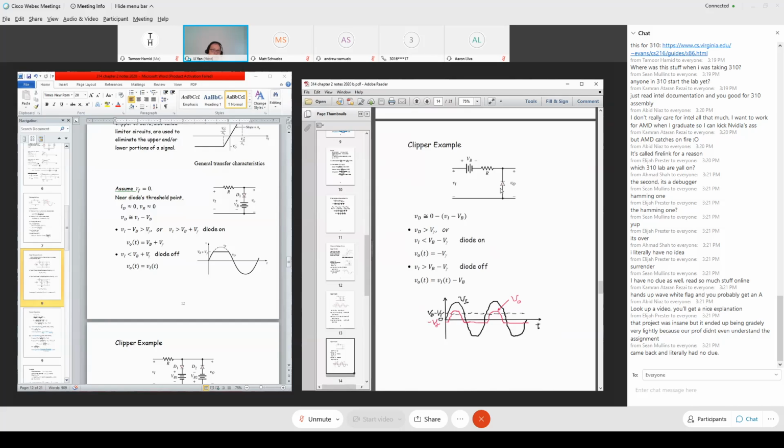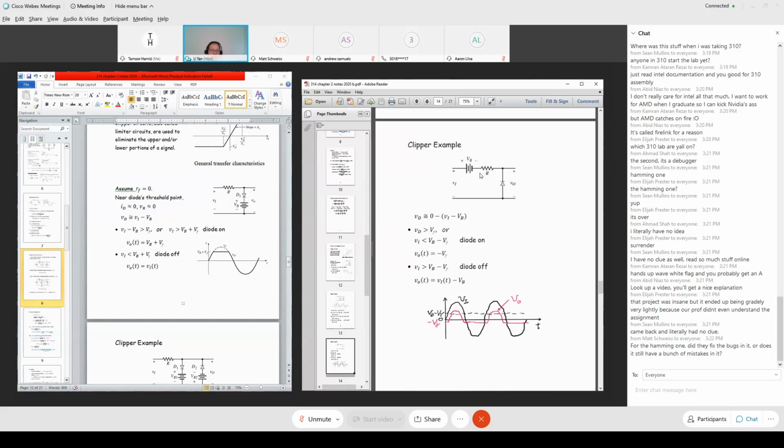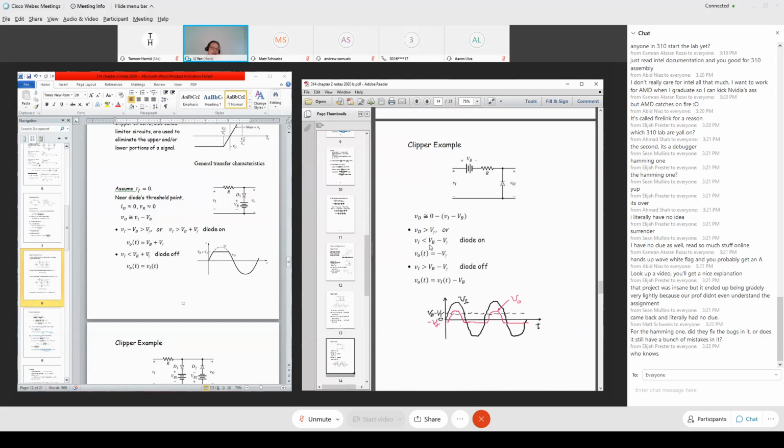Once the diode is off, what's the output voltage? Once the diode is off, you can visualize it as a break, an open circuit. The output voltage comes from the input voltage VI, but stepped down by the amount of VB. So the output voltage equals VI minus VB. So I derived the mathematical outcome equations under two conditions: whether the input is below this level or above this level.